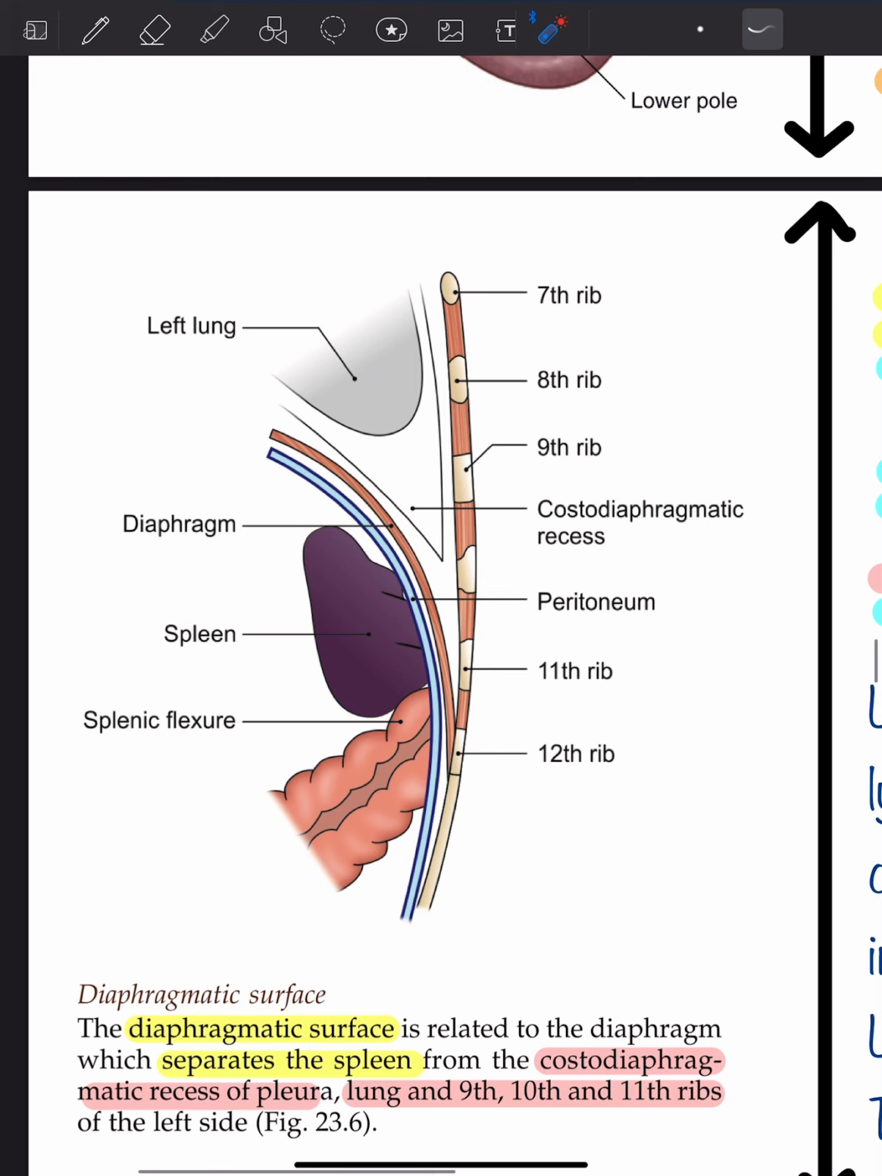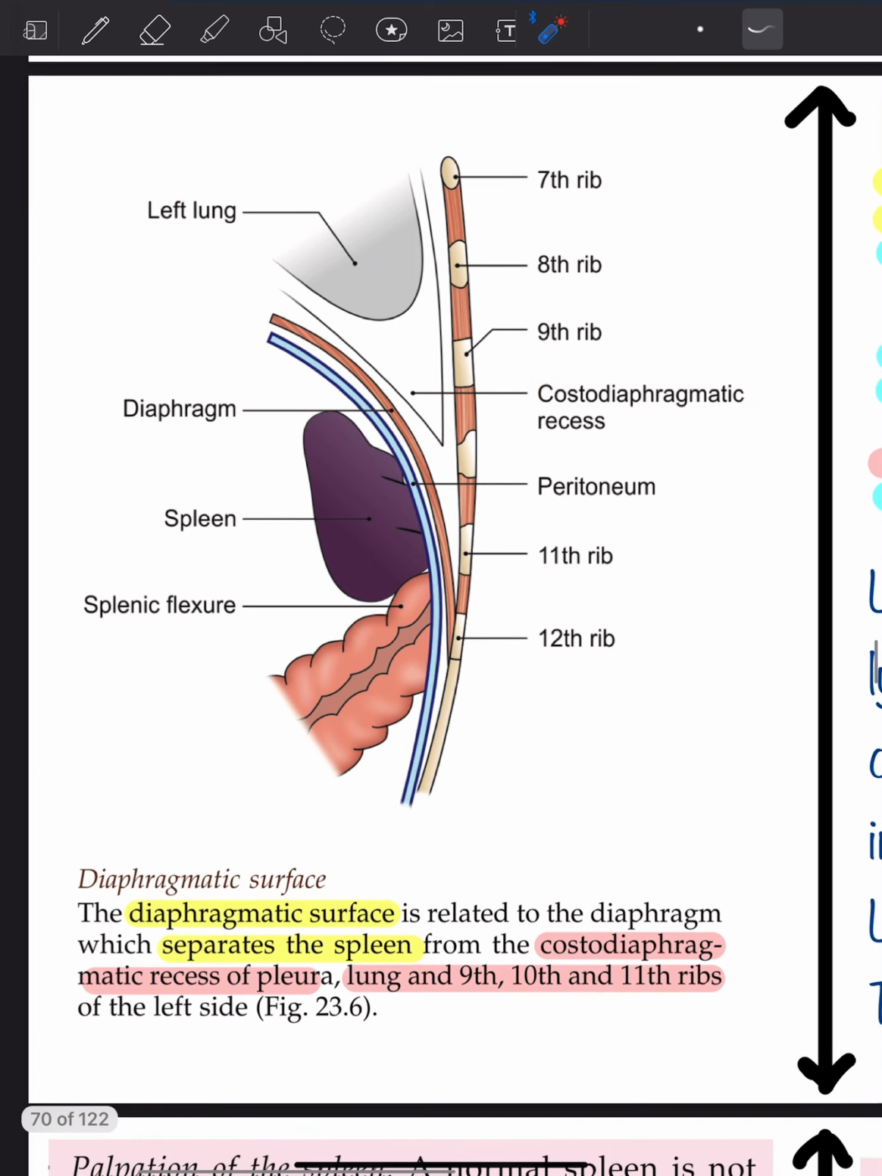And if we talk about the diaphragmatic surface here, which is in relation with the diaphragm, it separates the spleen from what? As you can clearly see, the diaphragmatic surface is separating the spleen from the 9th rib. This is the 9th rib, 10th rib, and the 11th rib. As I told you in the earlier sections, its relation is with the 9th to 11th ribs. Remember the odd thing. And it also separates it from the costodiaphragmatic recess.